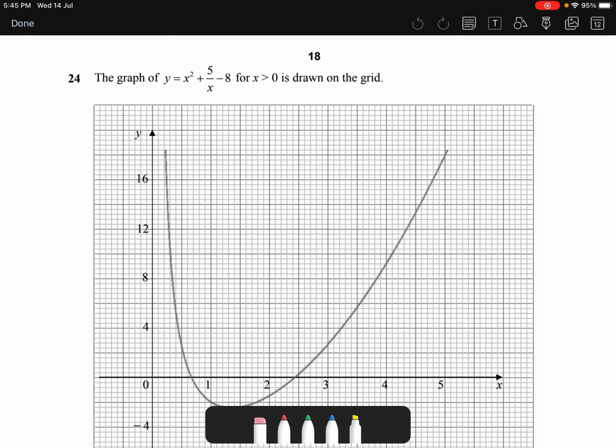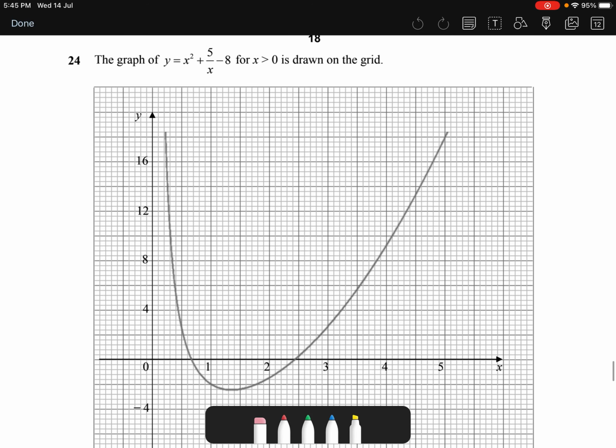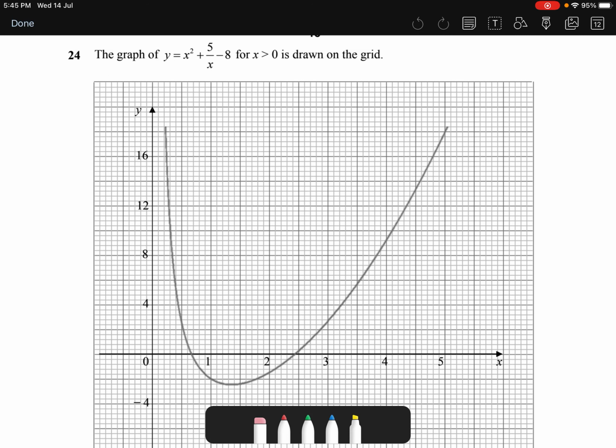Alright, so I'm referring to the CHIJ E-Maths Paper 1. Let's take a look at question 24, which is the graphical solution, what we learned last week. We are given a graph of y equals x squared plus 5 over x minus 8 for x more than 0. Only the x more than 0 is being drawn on the grid.